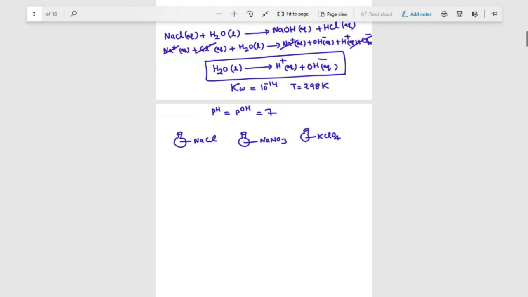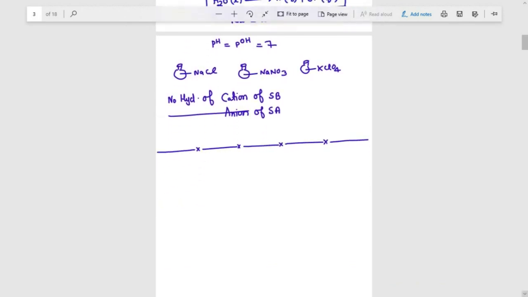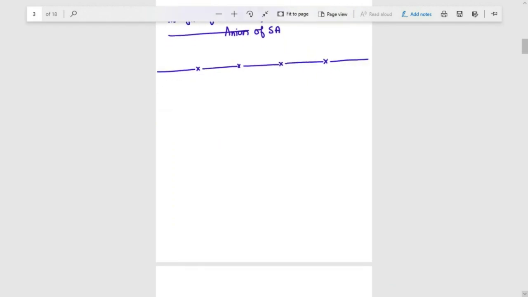So that's why there is no hydrolysis of cation of strong base, or there is no hydrolysis of anion of strong acid, right? So this is our first point, that whenever we are talking about solution of a strong acid and a strong base, the pH of the solution will be 7, because there is no hydrolysis of cation or there is no hydrolysis of anion. So water is not going to react with them, so pH is not going to change.